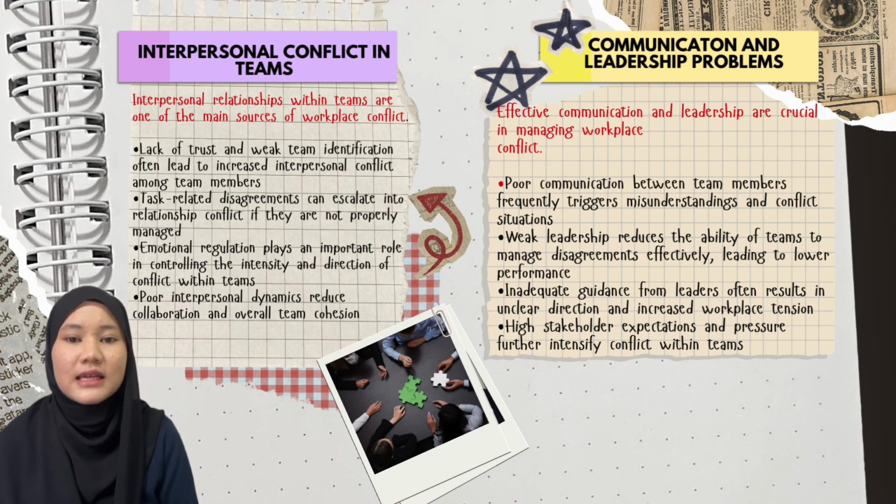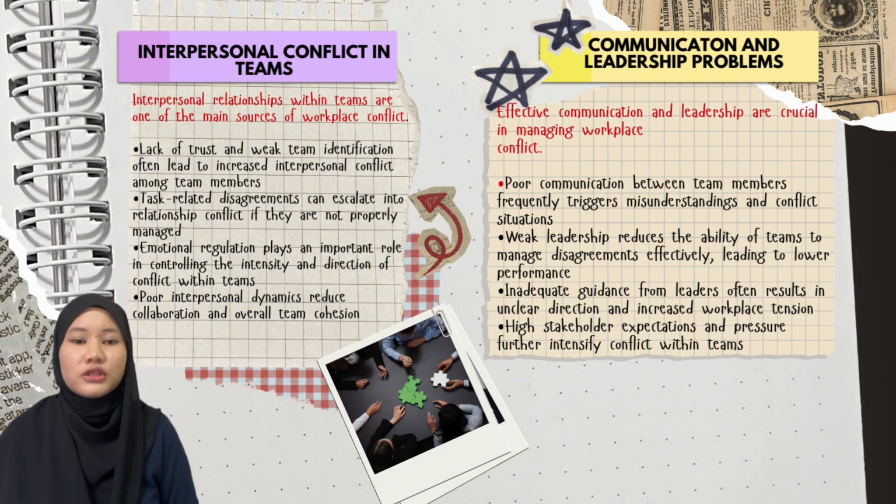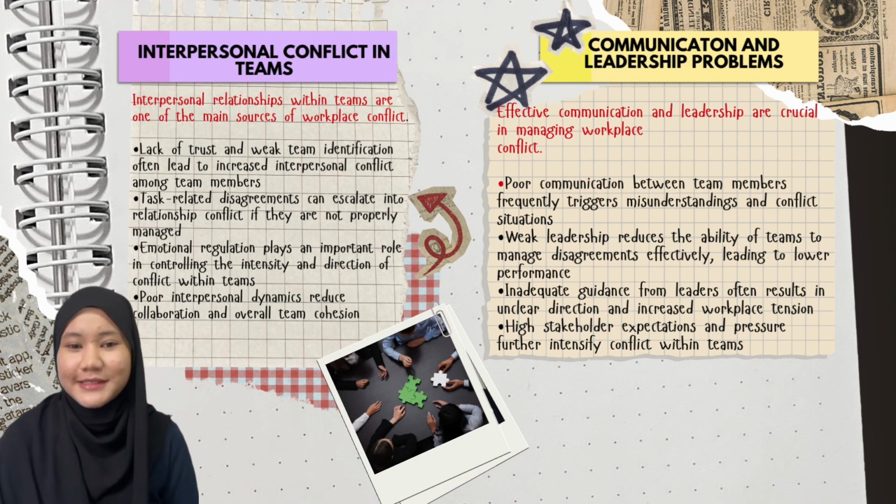The findings also highlight the importance of emotional regulation. Team members who can control their emotions are better able to handle conflict professionally. However, poor emotional control may increase tension and negatively affect teamwork. As a result, interpersonal conflict can reduce collaboration and weaken team cohesion.